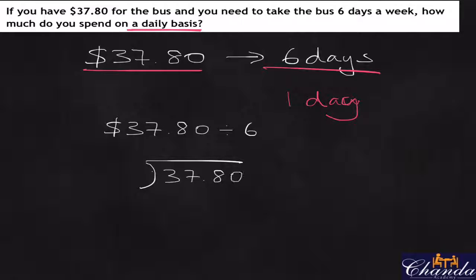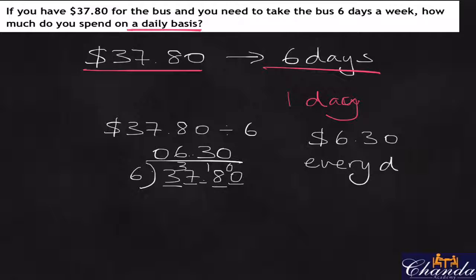So 6 goes into 3 0 times, carry of 3. 6 goes into 37 6 times, carry of 1. Since we went past the decimal point, we put a decimal point up there. 6 goes into 18 3 times, carry of 0, and then 6 goes into 0, 0 times. So, I am spending $6.30 every day that I take the bus.